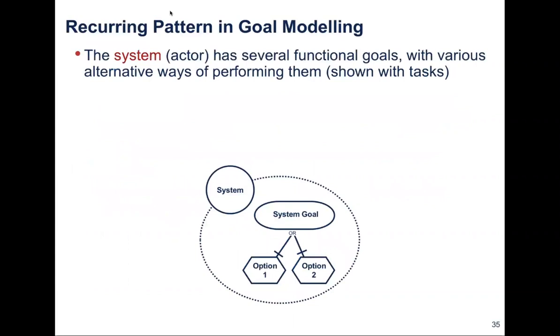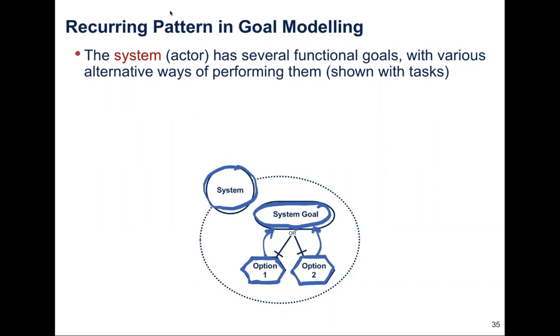So if we would like to see an example of an actor that can be modeled using the GRL notation, as you can see here, we have the system actor. So this is the actor, which has several functional goals. This is a sample for the functional goal. And to achieve such a goal, we have two alternatives. So this is task one, which is alternative one that has to be implemented in order to achieve the goal. And then we have another alternative, which is the second task, like option one and option two, that also has to be implemented to achieve the goal.